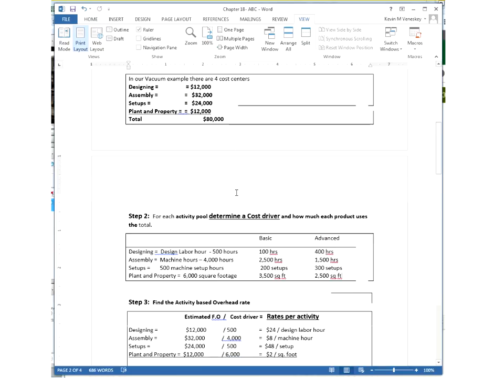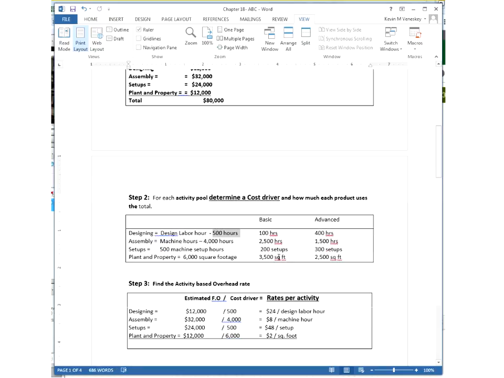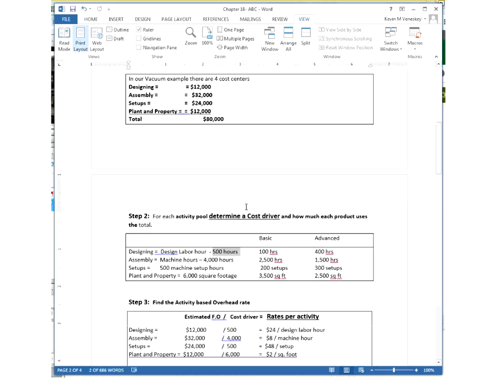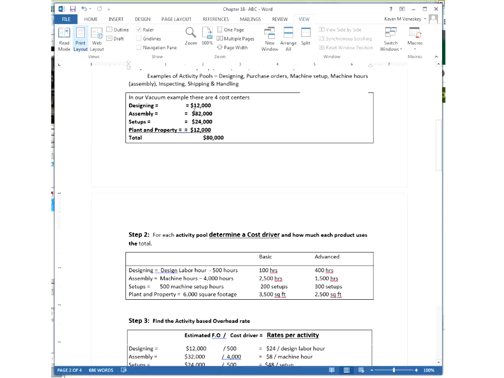Then our third step is just simply combining these and saying, okay, designing. What I need to do is get a cost per item. So if we have a total of $12,000 in designing, and we have a total of 500 hours in design labor, how much does it cost per hour? What we simply come up with in our simple division here is that for every hour spent designing, $24 should be allocated for that factory overhead. And we do the same thing for each of these.